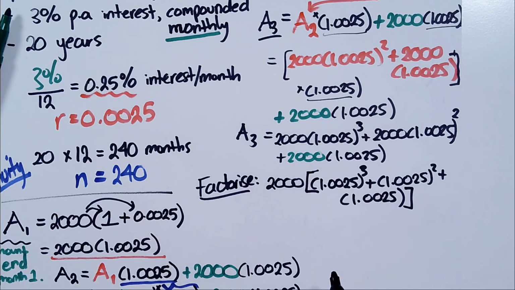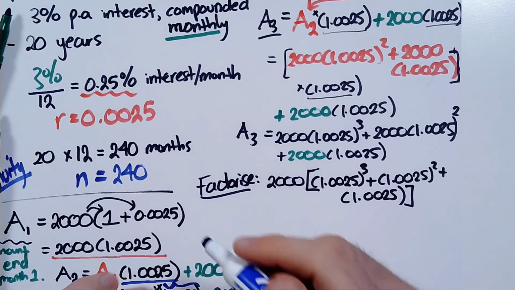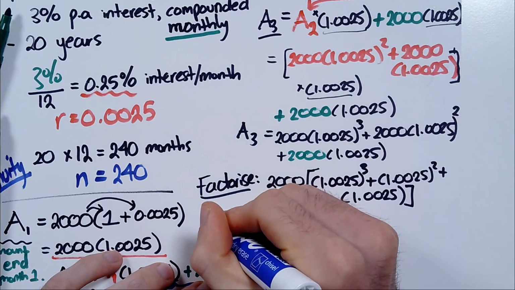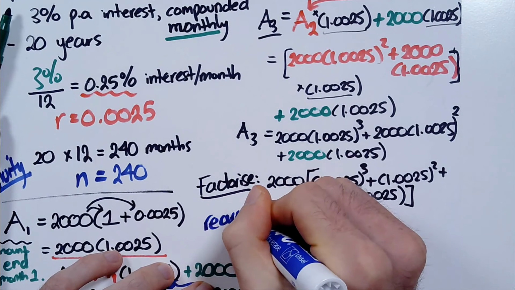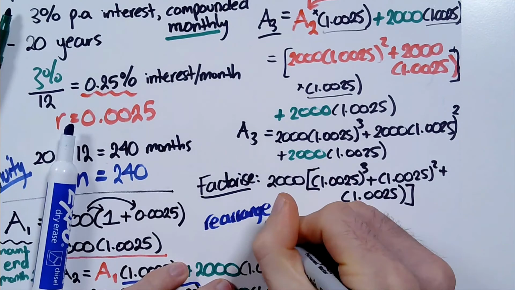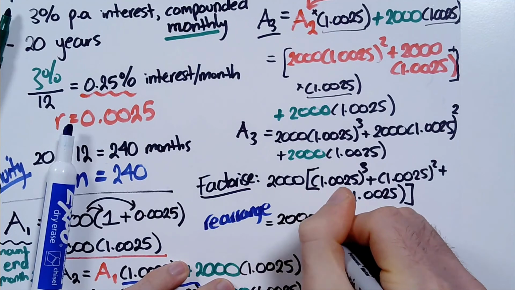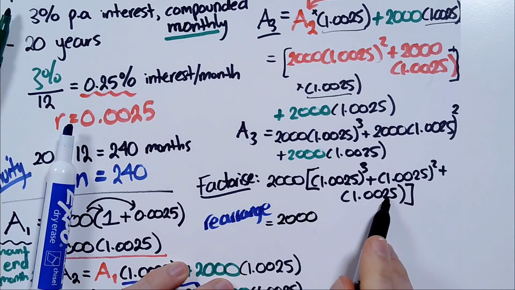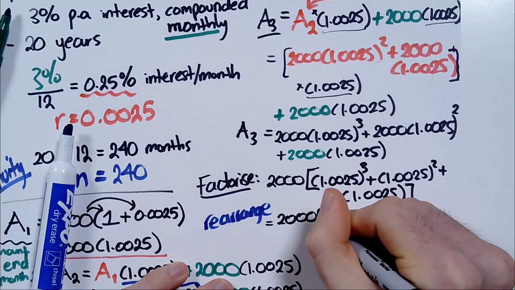So what I'm going to do now is rearrange the bracket, and you'll see why in a second. So it's going to equal 2,000, and I'm going to put the smallest one first instead. It's exactly the same value.